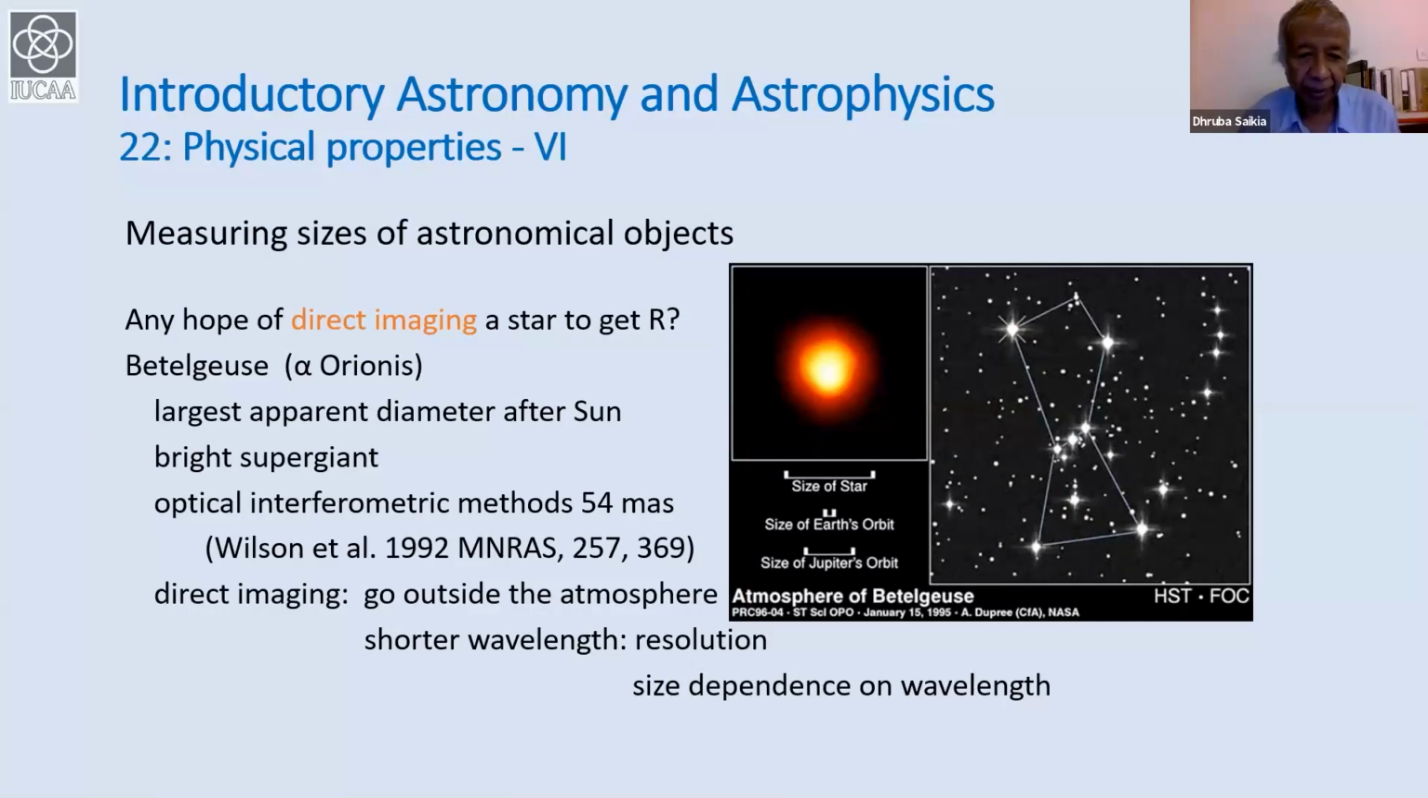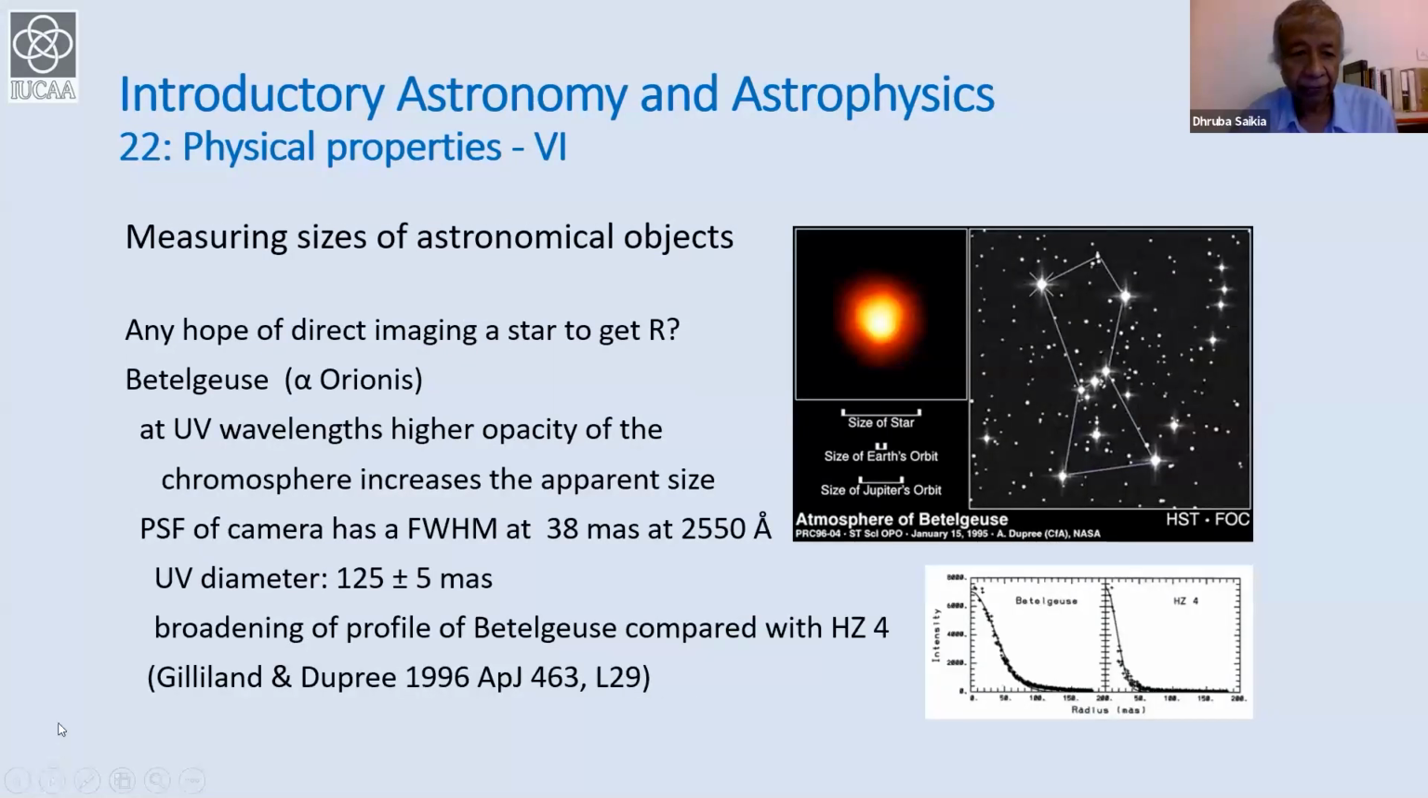And optical interferometer methods give a size of 54 milliarcseconds. But we will come to interferometry as well. If you had images which were not limited by seeing, but were limited by diffraction, then ideally you could directly measure the sizes of some of the giant stars, which should also be relatively close by, so that the angular size it subtends is much greater than the diffraction limit from the Rayleigh criterion.